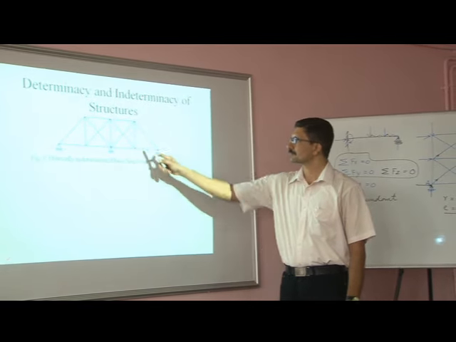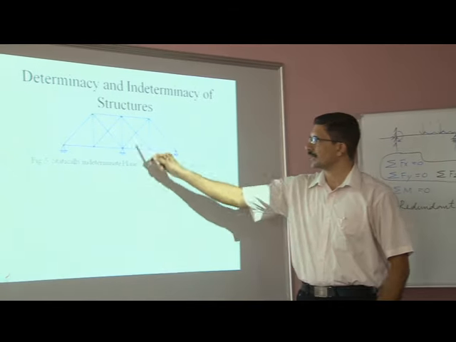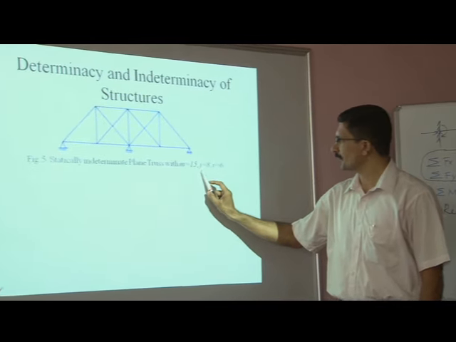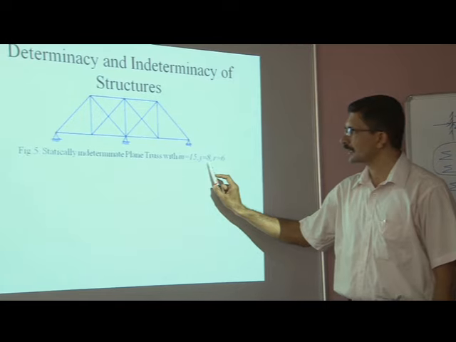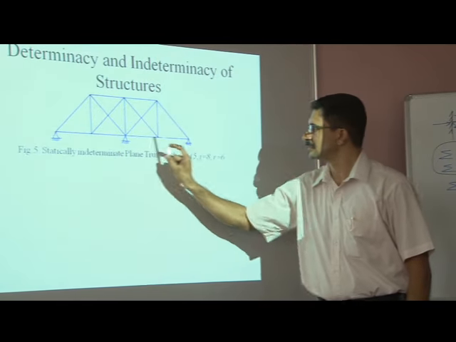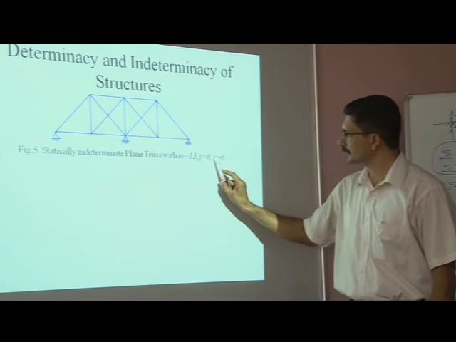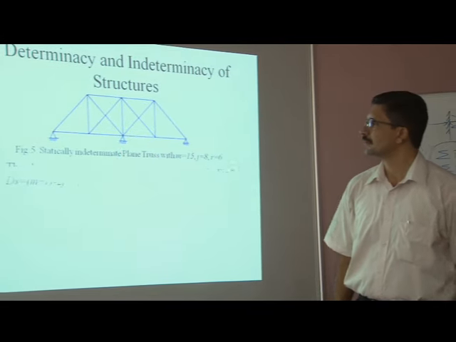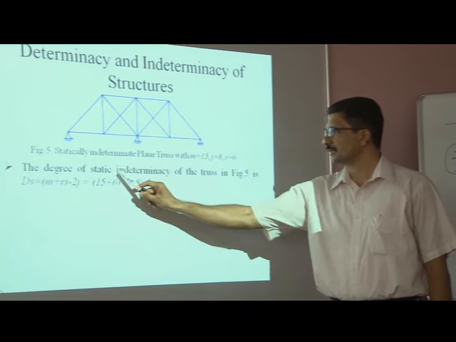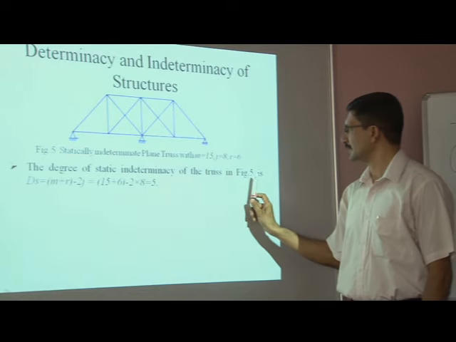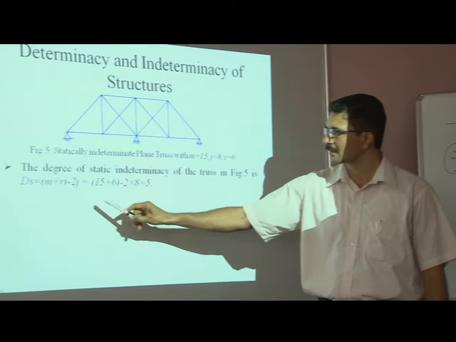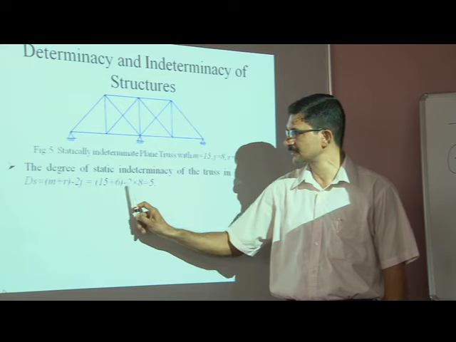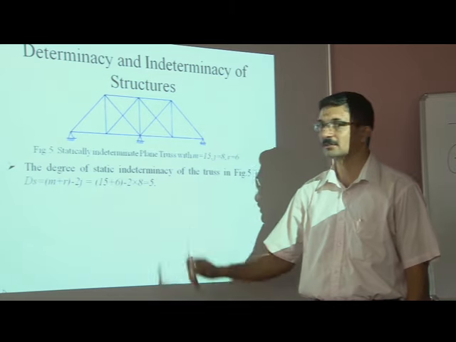Example, a truss like that. You can count the number of members equal to 15, number of joints equal to 8. There are 3 hinges supporting this truss, so R is equal to 2 into 3, 6. Further, the degree of static indeterminacy of the truss in this figure is ds equal to m plus r minus 3j, that is 15 plus 6 minus 24, which is equal to 5.